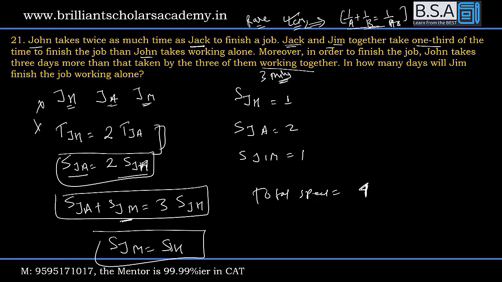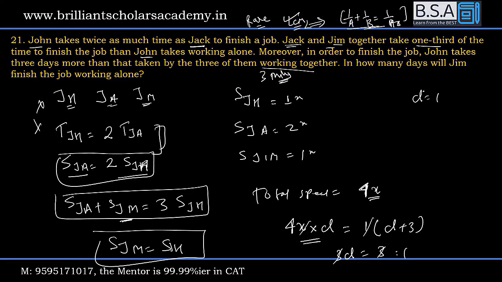becomes 4. Now I would prefer the speed to be in the form of x to avoid any mistakes. Total speed is 4x. Now here we are saying John takes 3 days more to complete the job as all of them working together. So total speed into d number of days is equal to speed of John into d plus 3. Cancelled. You observe 4d is equal to d plus 3, 3d is equal to 3, d is equal to 1. So all of them working together, they can do the job in 1 day.